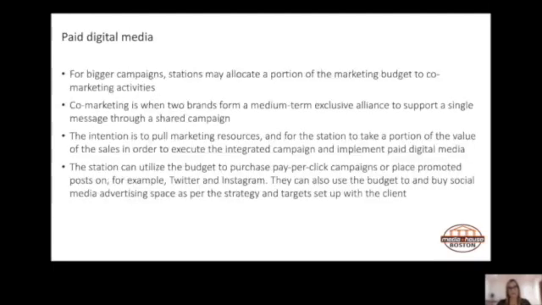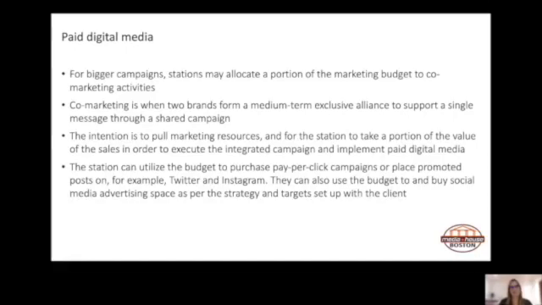And then the third and final one, paid digital media. For big campaigns, the station may allocate a portion of the marketing budget to co-marketing activities. Co-marketing is when two brands, in this case, a radio station and the client's brand, come together to bring one campaign message across.